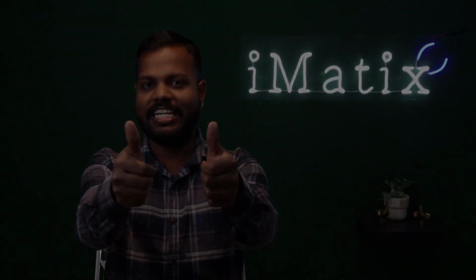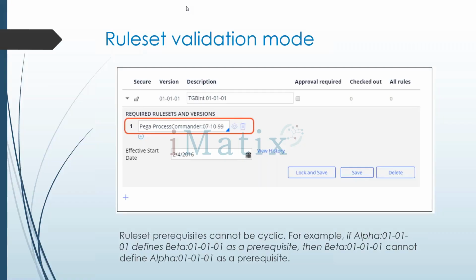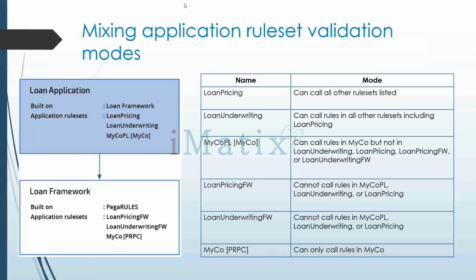So let's get started. We'll combine both of these two AV and RV modes. We'll see how well it suits us to achieve the requirement within a given number of rule sets.